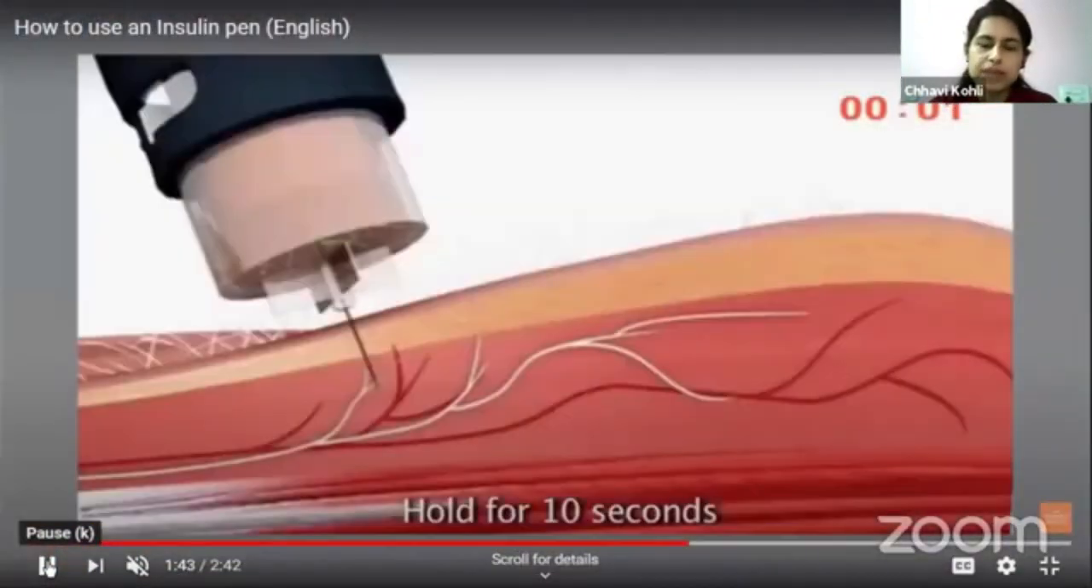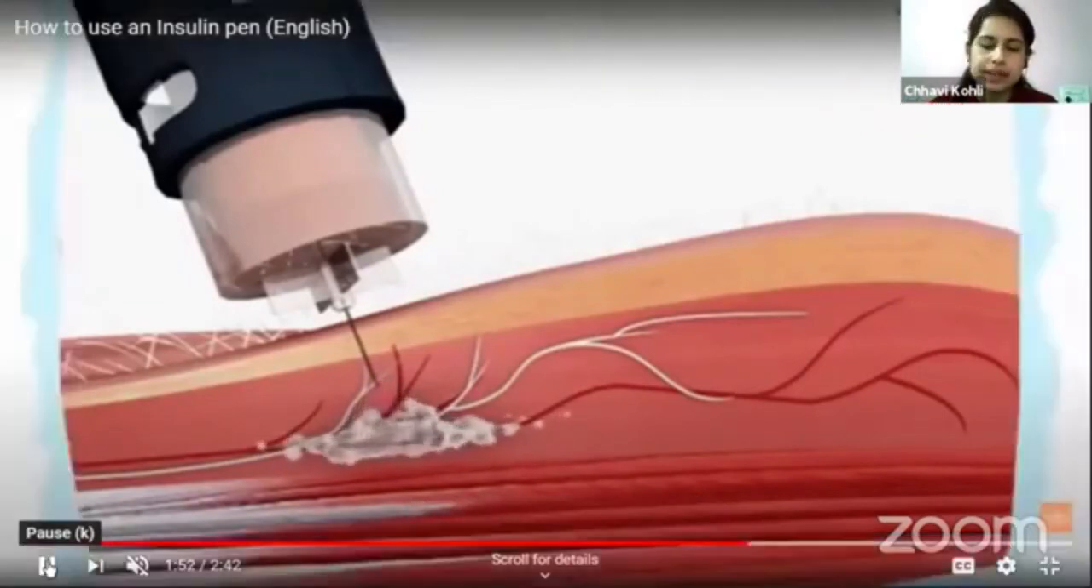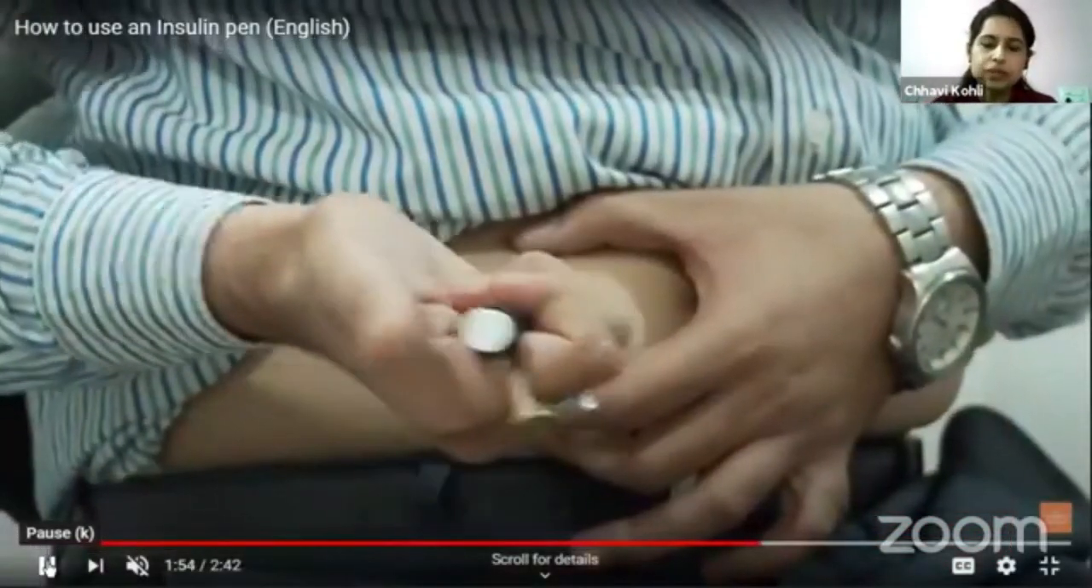So press the plunger fully. It is important to hold the pen for 10 seconds here while injecting insulin through the pen so that the entire dose enters into the skin. And then remove the pen and leave the skin.